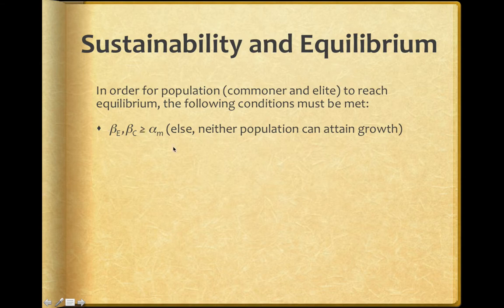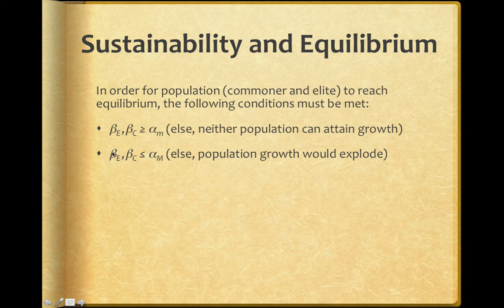That's the first condition. The second condition is that both of these growth rates, so the birth rate of elites and the birth rate of commoners, need to be less than or equal to the maximum death rate. The reason for this is that if these birth rates exceed the maximum possible death rate, then there's no way death can catch up with births, and population would explode. So these two conditions are complementary. They keep population in check at some sustainable level.